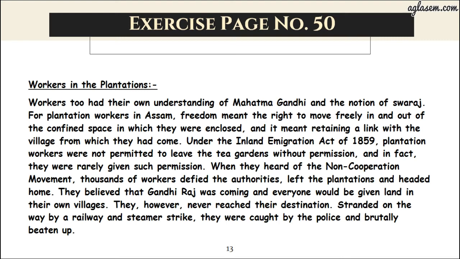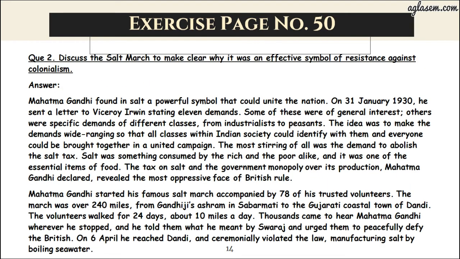So now let's come to the next question, that is, discuss the Salt March to make clear why it was an effective symbol of resistance against colonialism. So the answer is: Mahatma Gandhi found in salt a powerful symbol that could unite the nation. On 31st January 1930, he sent a letter to Viceroy Irwin stating 11 demands. Some of these were of general interest, others were specific demands of different classes, from industrialists to peasants. The idea was to make the demands wide-ranging so that all classes within Indian society could identify with them and everyone could be brought together in a united campaign.